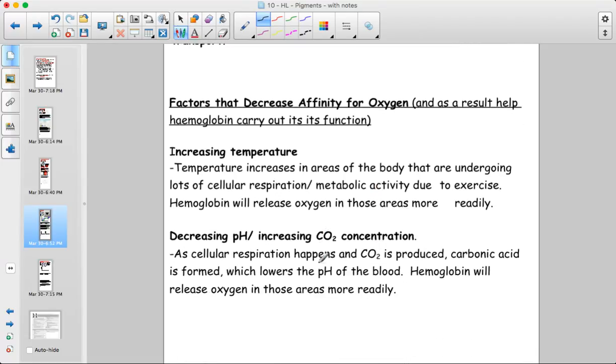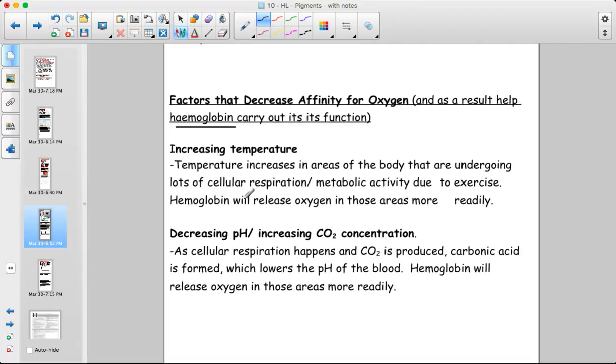There are some factors that decrease the affinity of hemoglobin for oxygen, and that's actually really good and important for hemoglobin to carry out its function. One is increasing temperature. So if hemoglobin passes into a part of the body where the temperature is a little bit higher, it's going to make the hemoglobin release the oxygen more readily. Now, that's really important because if your cells have been undergoing a lot of respiration, they're more likely to have caused the temperature in that area to be higher.